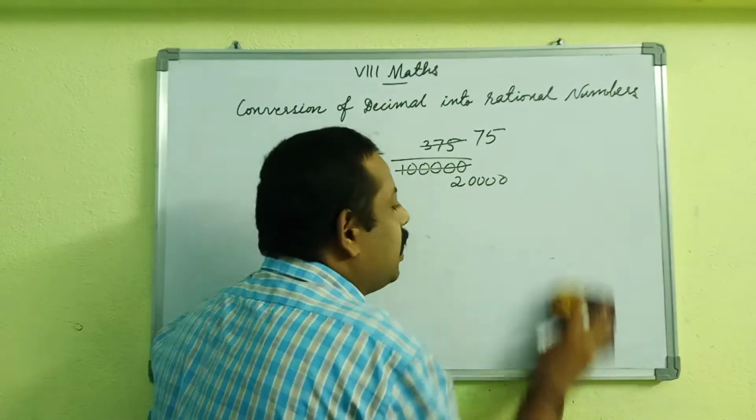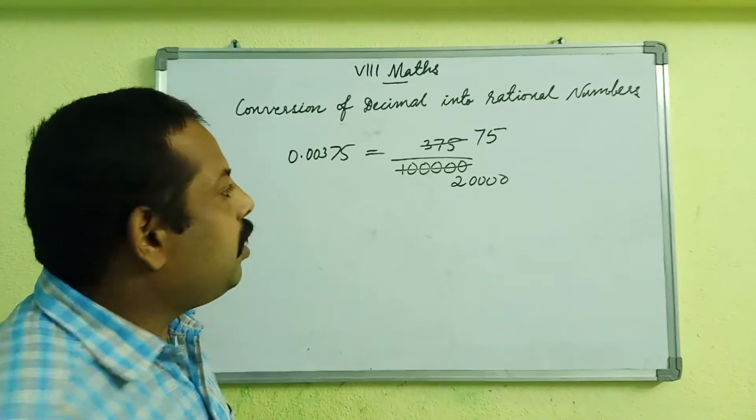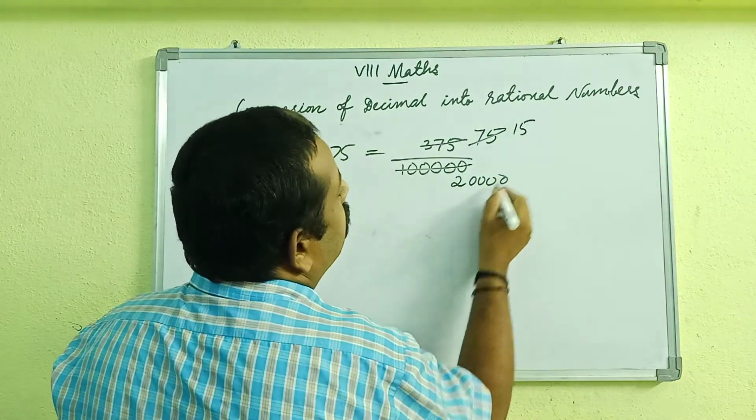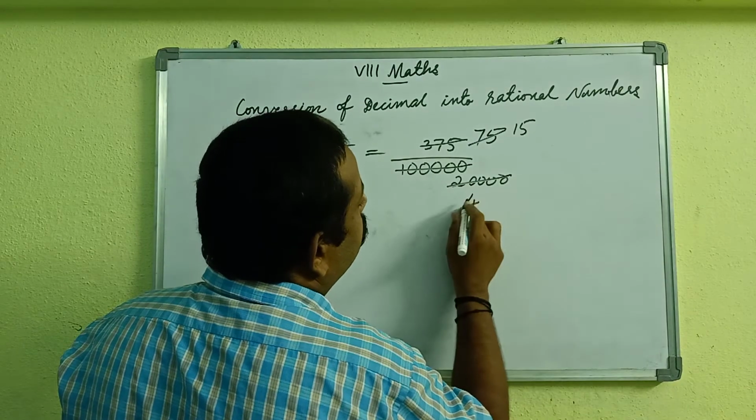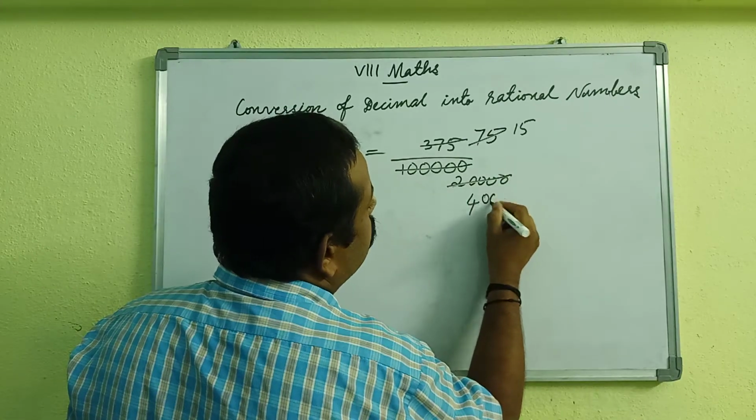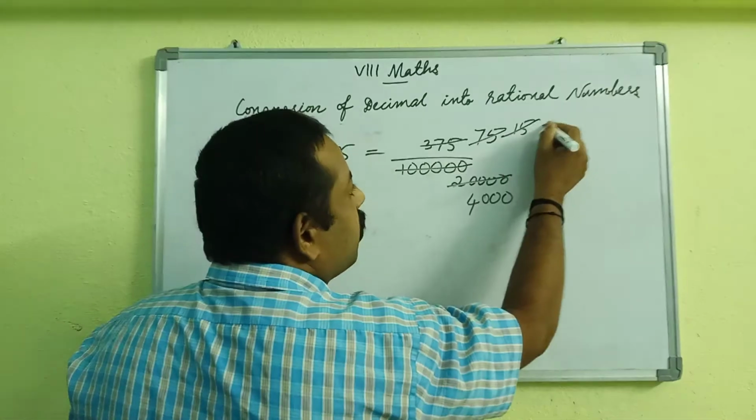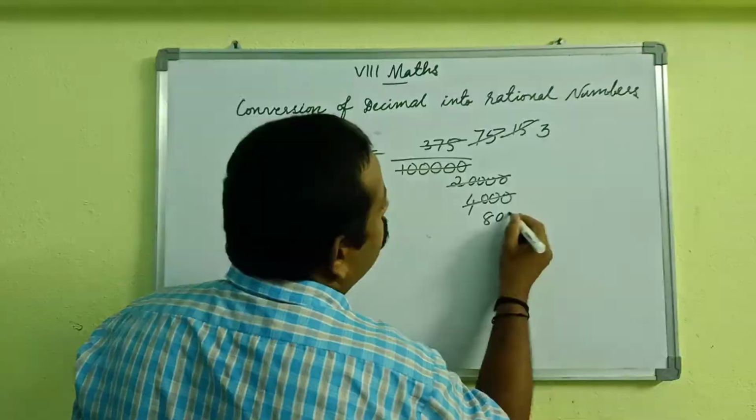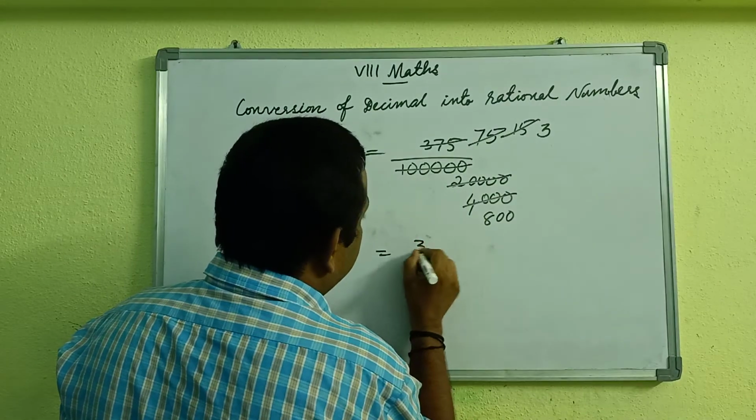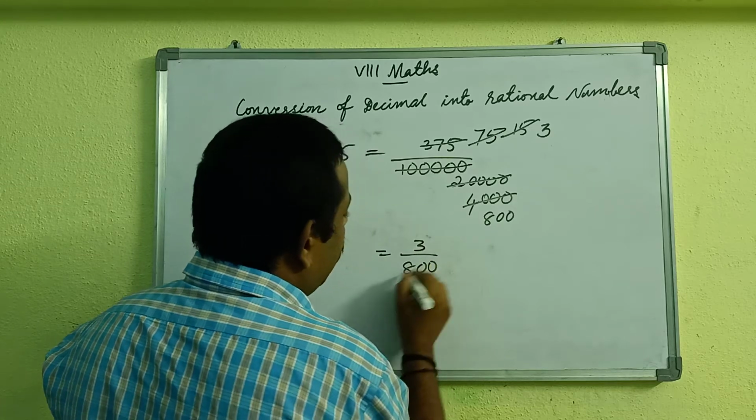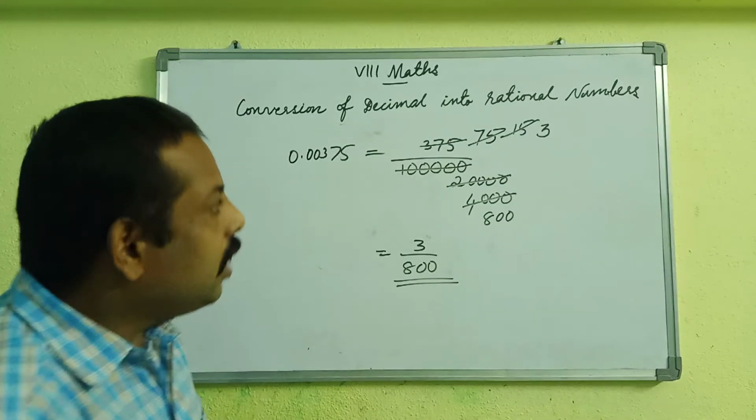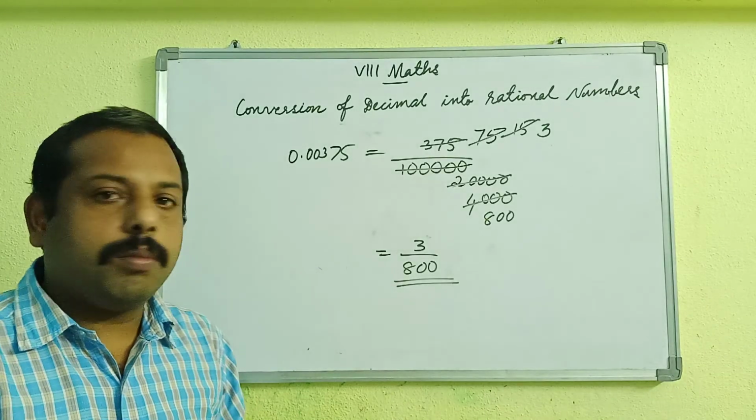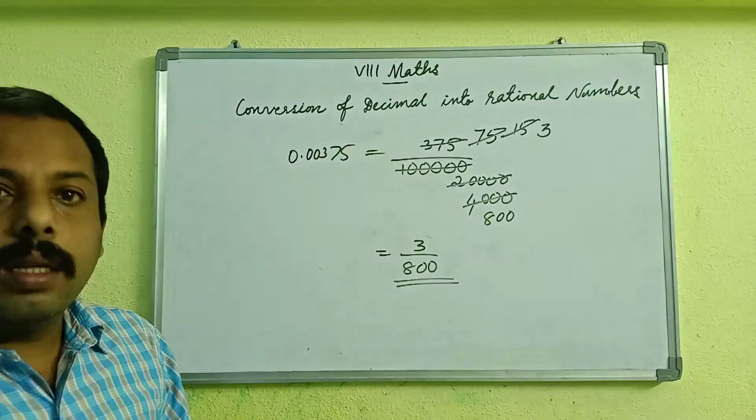Now again 75 can be divided by 5. How much is it? 15. This also can be divided by 5. 4 5s are 20. Then 1 2 3 zeros. Divide again by 5. 3 by 5. 8 5s are 40. 2 zeros. So what is the final answer? 3 by 800. In this way we can convert decimal numbers into rational numbers.